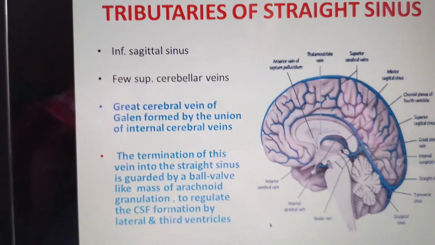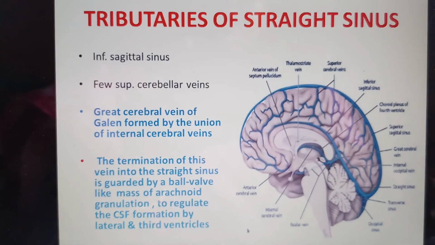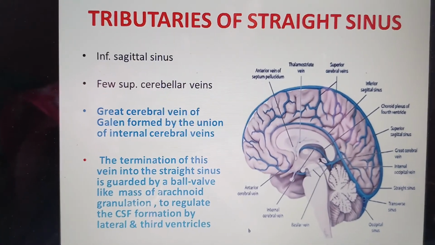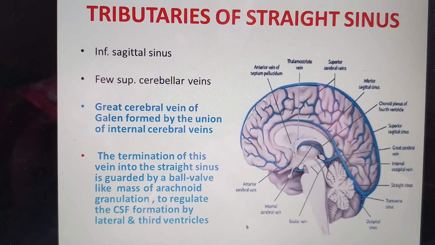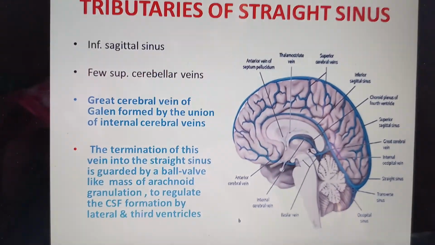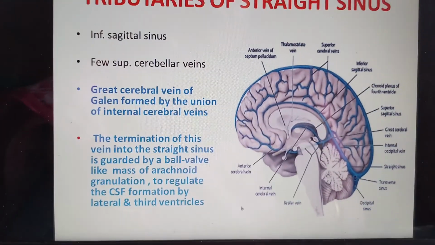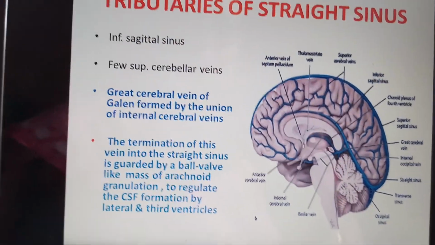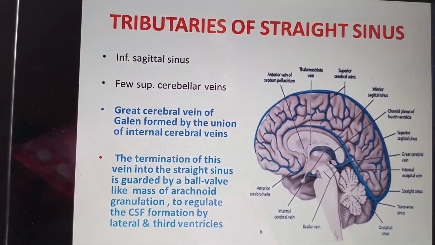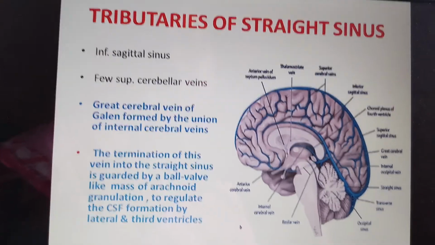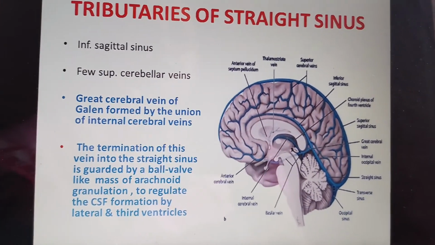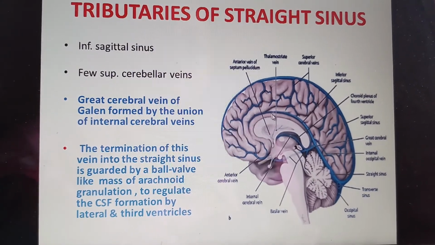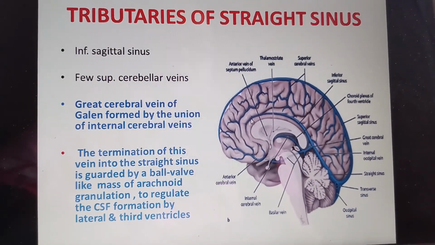What are the tributaries of the straight sinus? So straight sinus again has some tributaries: inferior sagittal sinus, a few superior cerebellar veins, and the great cerebral vein of Galen, which is formed by the union of the internal cerebral veins. The termination of this vein into the straight sinus is guarded by a ball valve like mass of the arachnoid granulation to regulate the CSF formation by the lateral and the third ventricles.